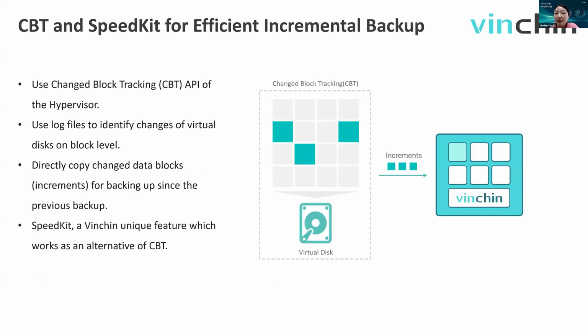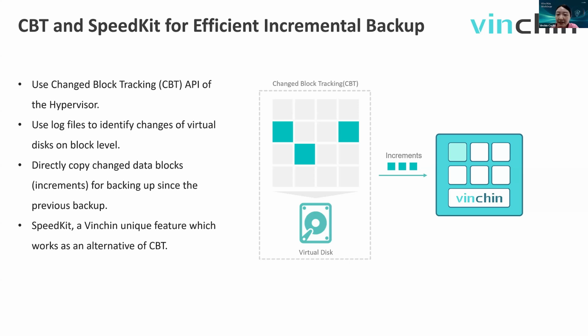And for the incremental backup, Vinchin provides another two advanced features, CBT and SpeedKit, to increase the transmission efficiency to the next level. So the principle here is that when you choose to turn on the CBT, it will detect the changed blocks of the virtual disk compared with last time backup data. And only backup of this detected changed data blocks.